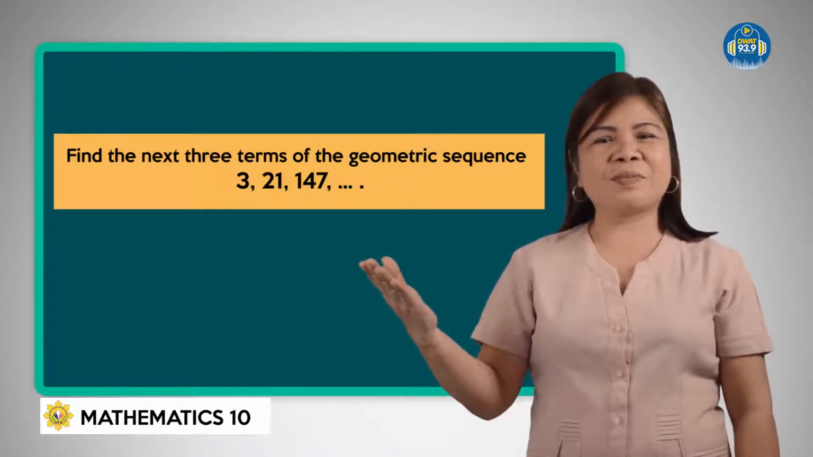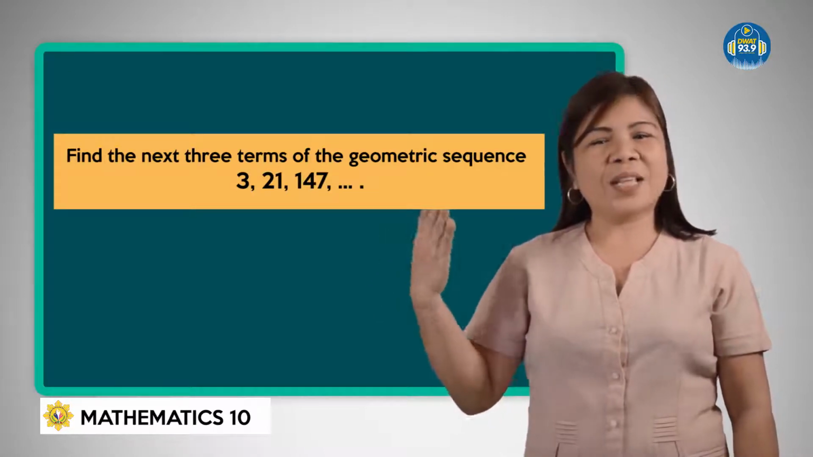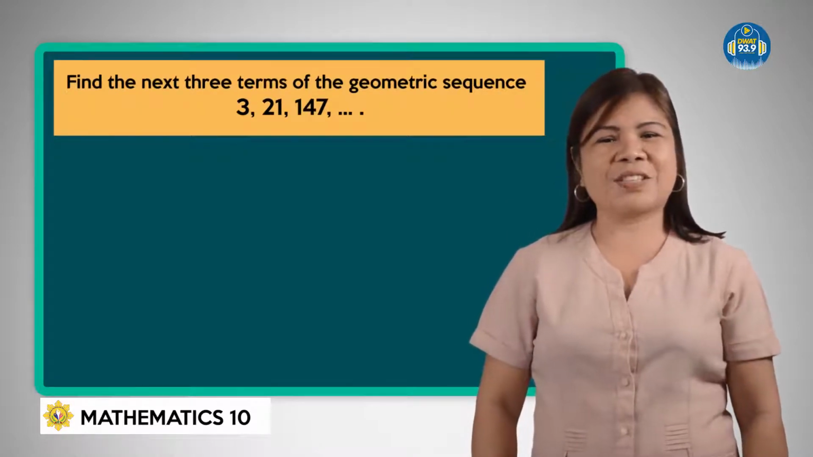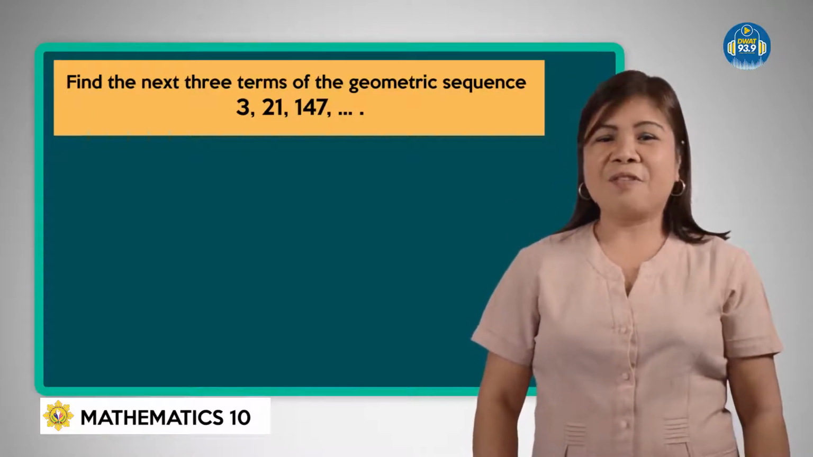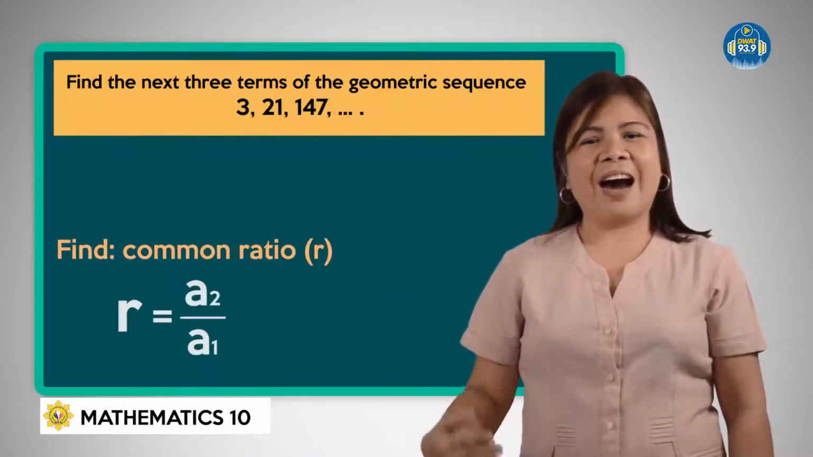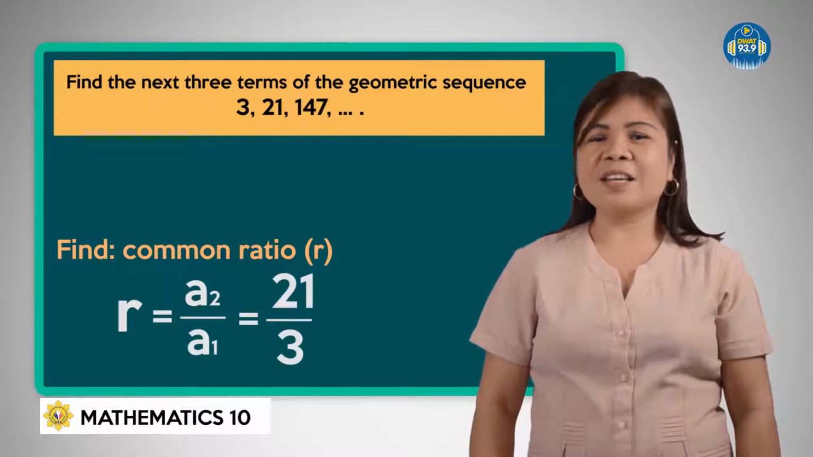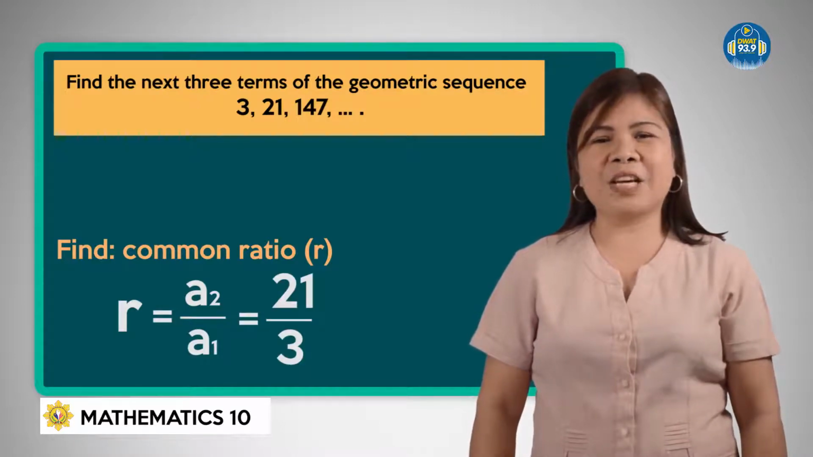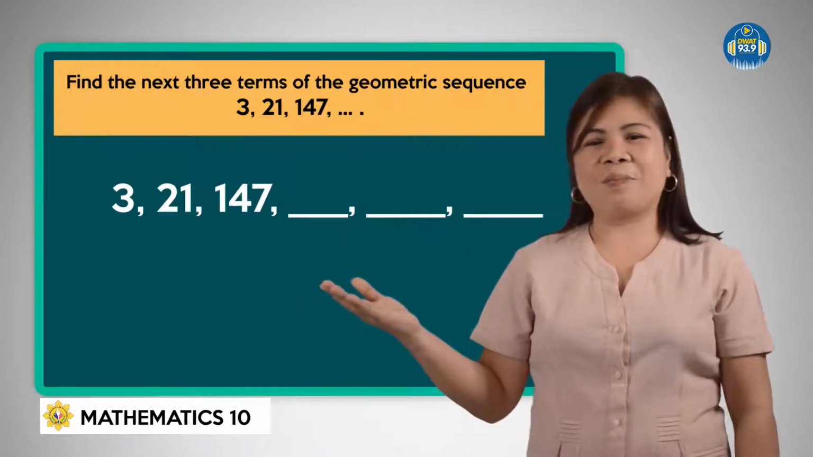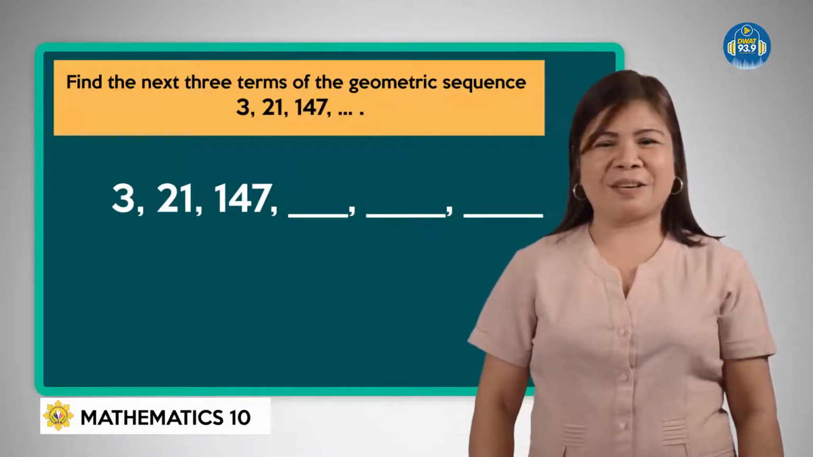Find the next three terms of the geometric sequence 3, 21, 147, and so on. To find the next three terms of the sequence, first, identify the common ratio r. r equals A sub 2 over A sub 1 equals 21 over 3, which is equal to 7. Afterwards, multiply the obtained common ratio r to the preceding term to get the next term.